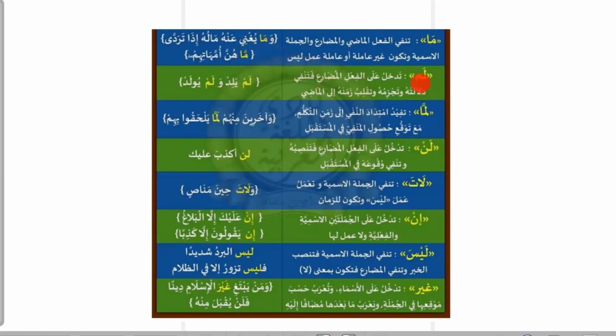So we have lam as the next one. Lam yalid wa lam yulad. Walada is to beget a son. So lam yalid, he didn't beget a son. Wa lam yulad, nor was he himself begotten. This is a majhul verb. Don't worry, we will look at how all these are formed.